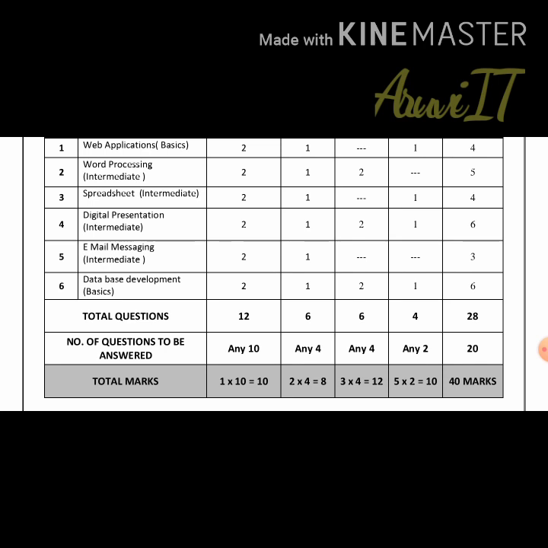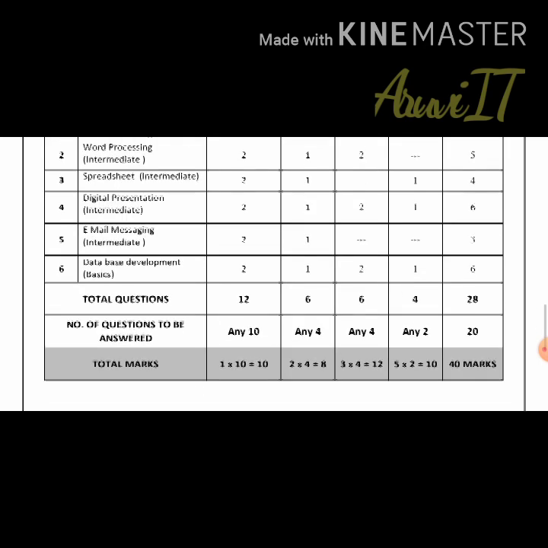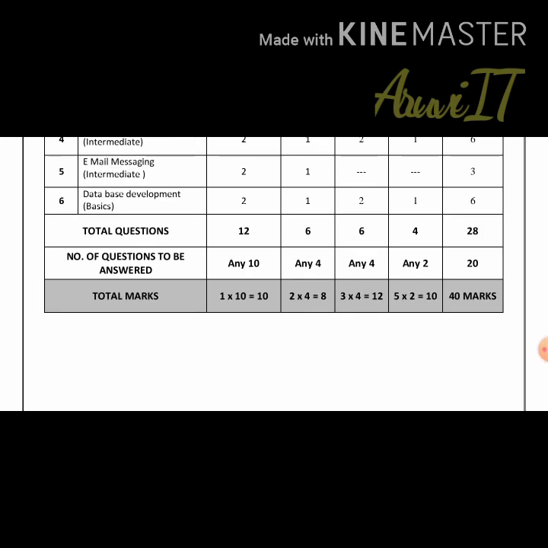So total marks: 1 into 10, that is 10 marks. 2 into 4 equal to 8 marks. 3 into 4 equal to 12 marks. 5 into 2, that is 10 marks. So totally we will have 40 marks.